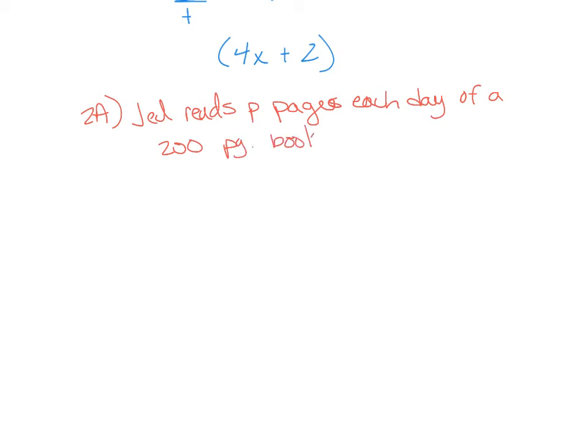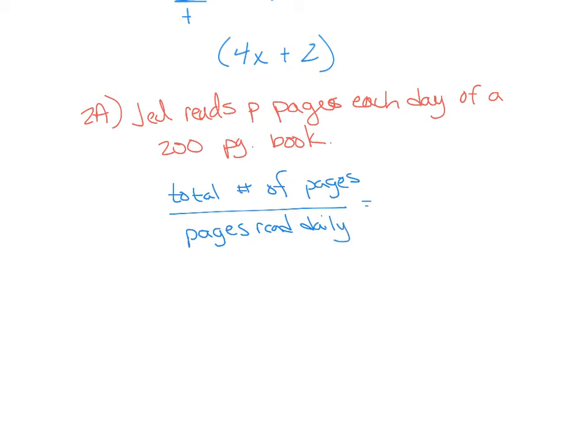What we're trying to determine here is how many days it will take Jed to read the entire book. So the way we do this is we take the total number of pages divided by the pages read each day. The total number of pages is 200, and we know that he reads P pages per day. So pages read daily would be P, and that would be our answer.